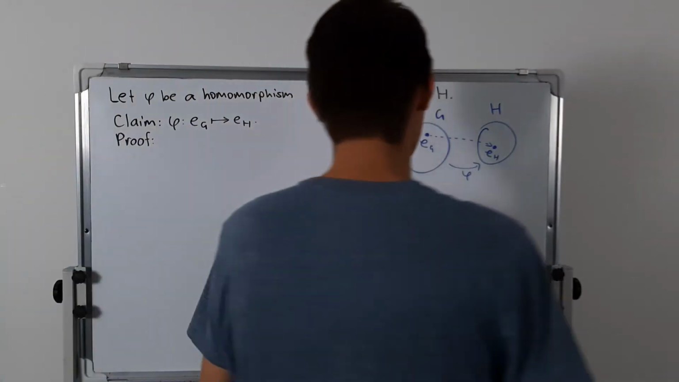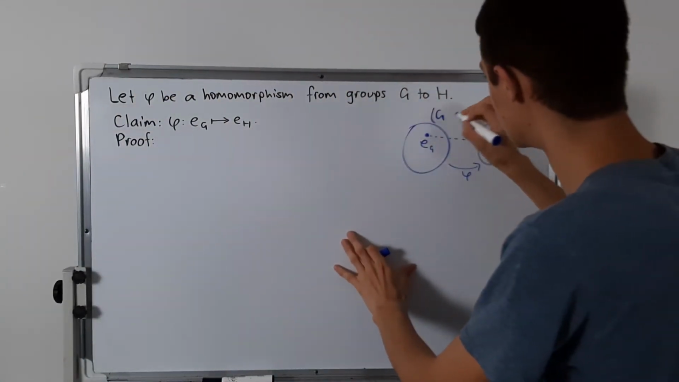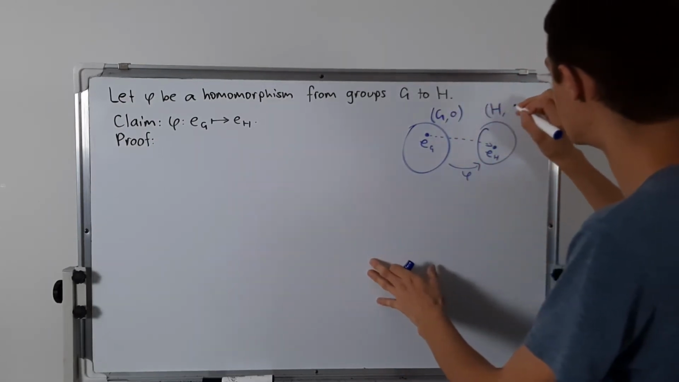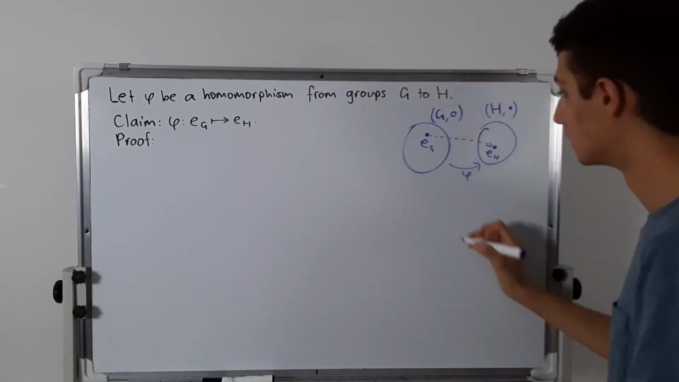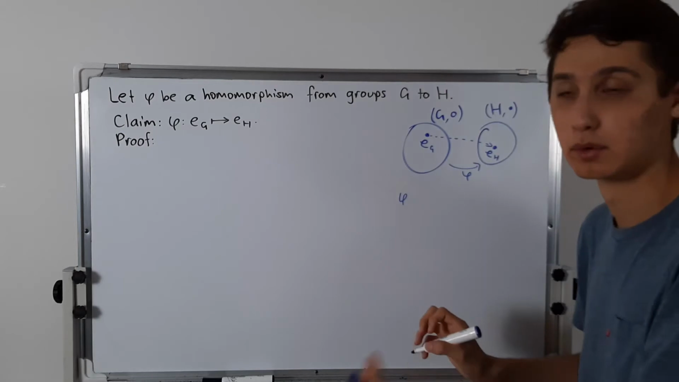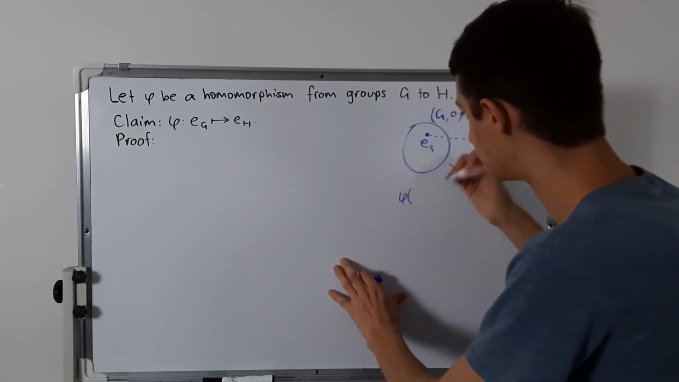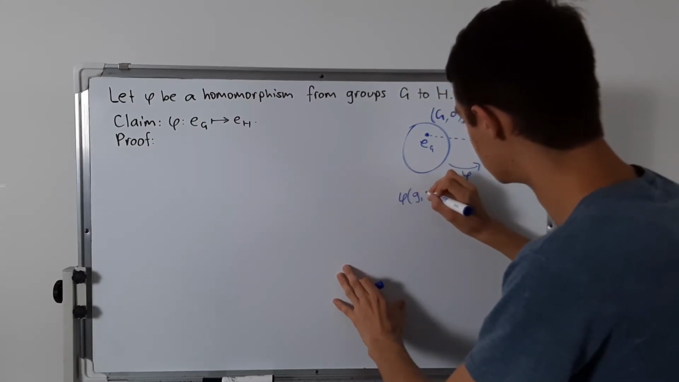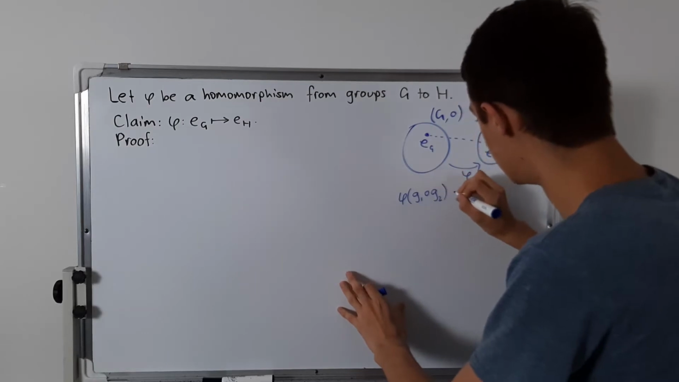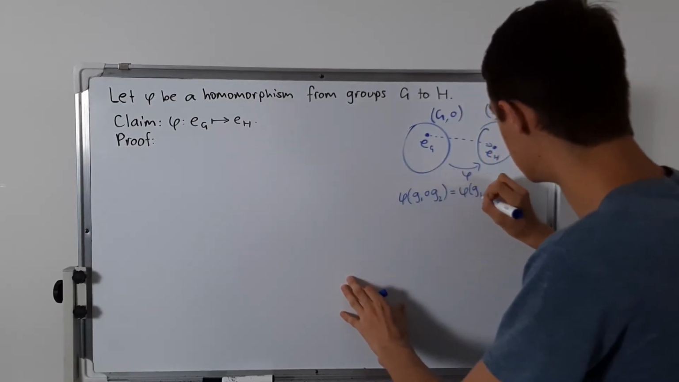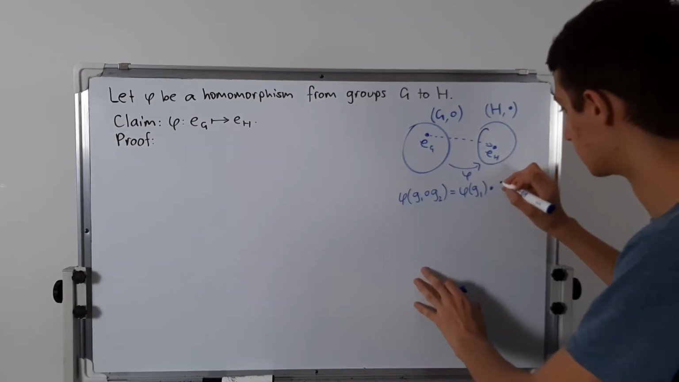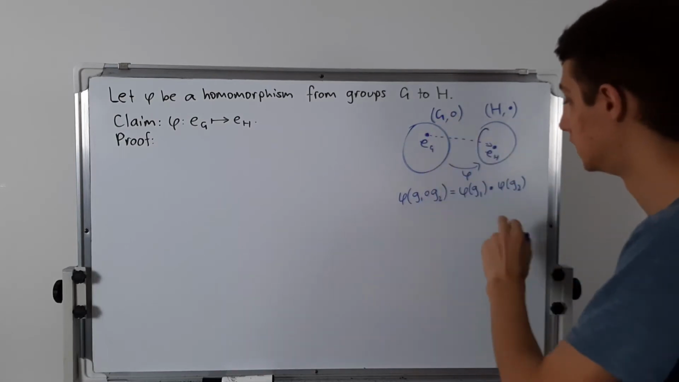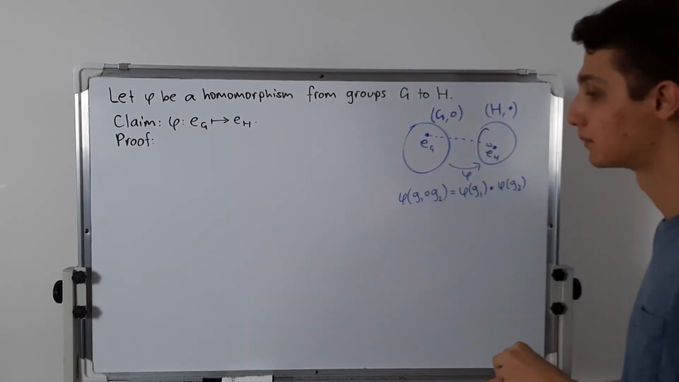And remember that if we have the group G comma this operation, just an open circle, and we have H comma some closed circle, right? Remember that the special thing about homomorphisms is that phi of two elements, I'll say G1 composed with G2, is equal to phi of G1 composed with phi of G2, where this is the operation from G and this is the operation from H. Okay, well let's actually prove this.